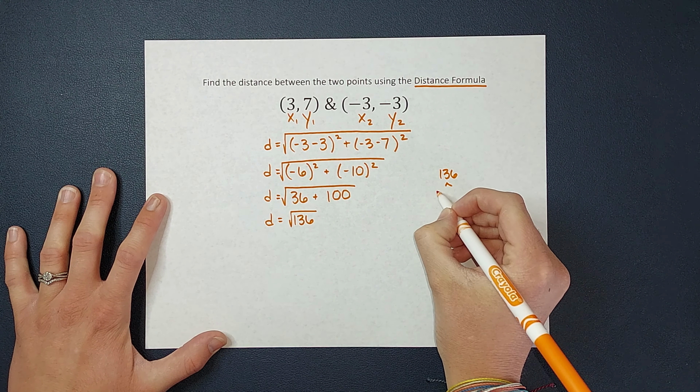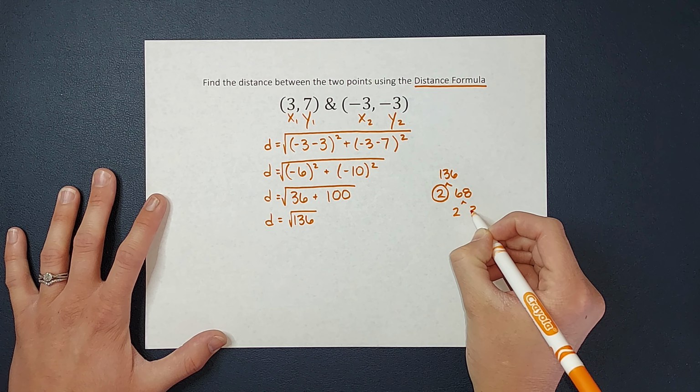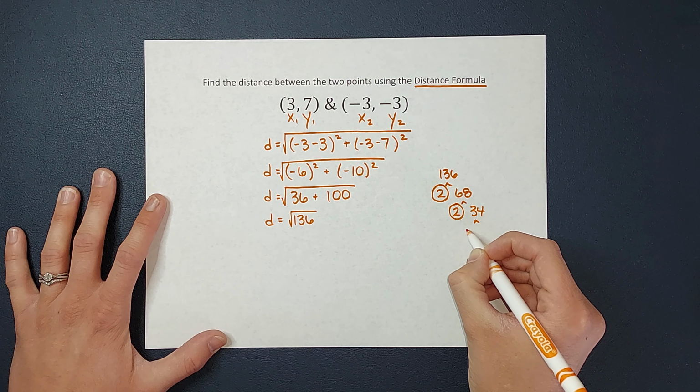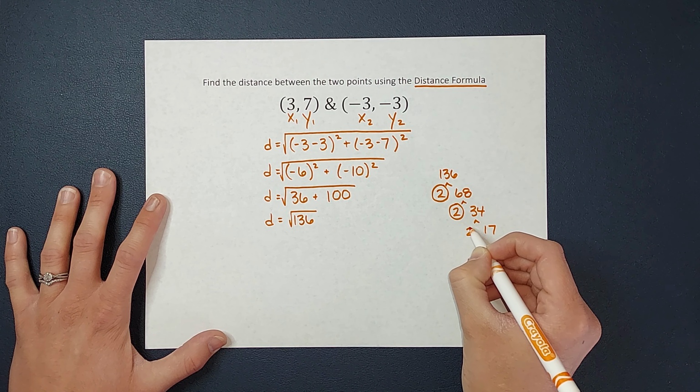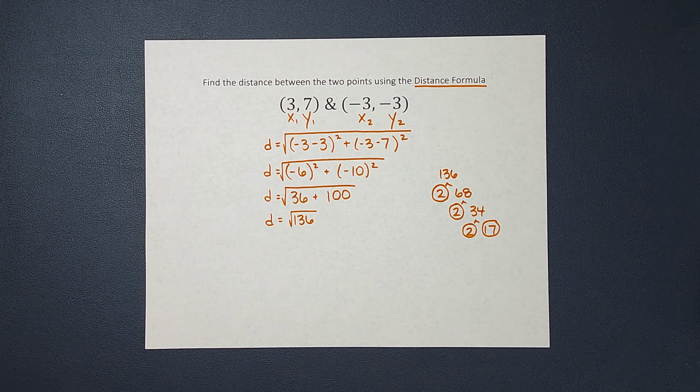I'm going to circle any prime numbers that I get to until we get to all prime numbers. So I know 68 breaks to 2 times 34. 2 is prime. 34 breaks to 2 times 17, and both of those are prime. So 2 times 2 times 2 times 17 gives me 136.